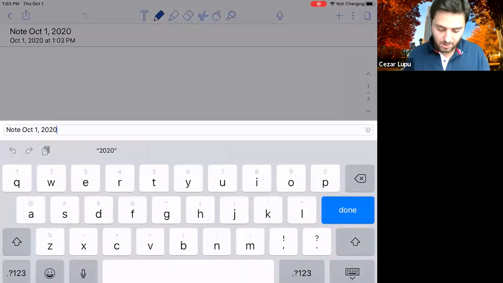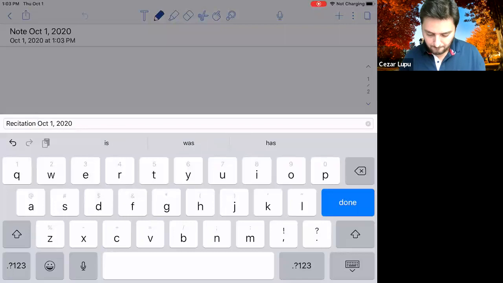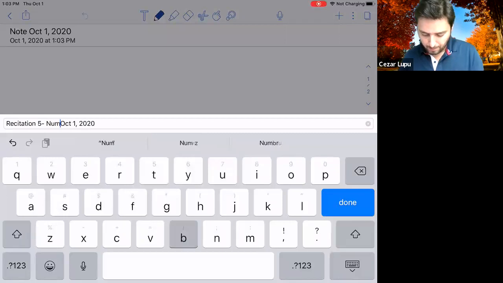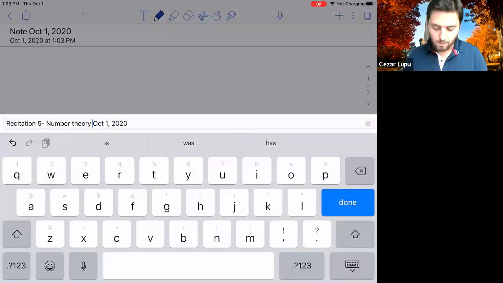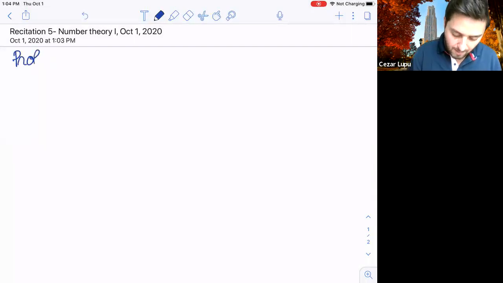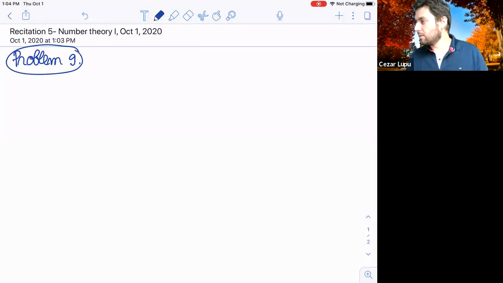All right, so let me write here recitation, number theory 1. All right, here we go. So let's start talking about the problems. And I would like to start with, let's say, what problem was the first one? Okay, this is a nice problem. Problem 9. Problem 9 says the following. So let me look at the list.